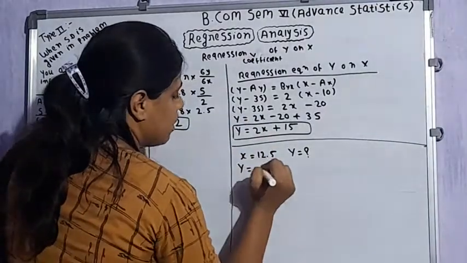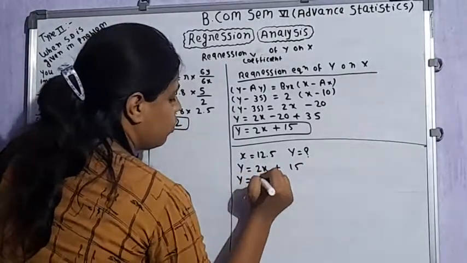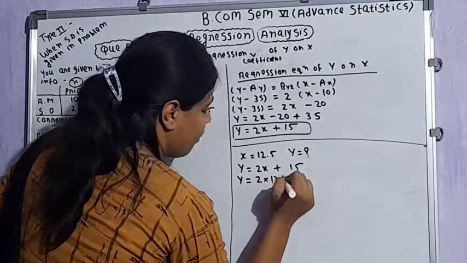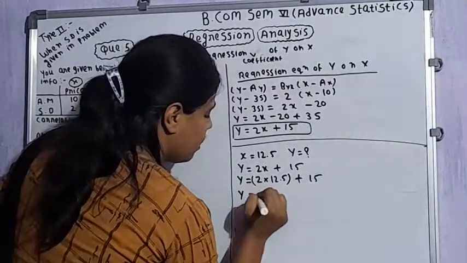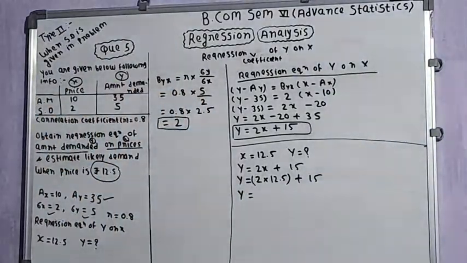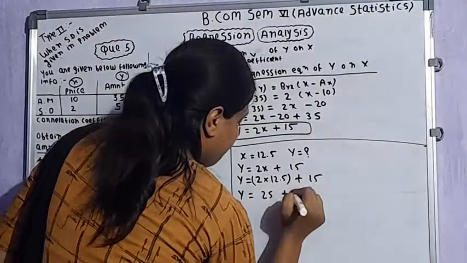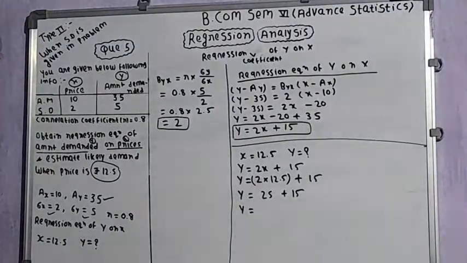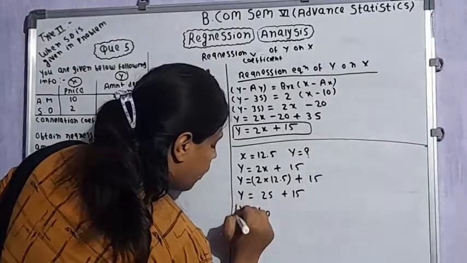Okay. y is equals to 2x plus 15. So y is equals to 2 into x. What is the value of x? 12.5. So we can write 12.5 over here plus 15. So y is equals to 2 into 12.5. 2 into 12.5 comes to 25. 25 plus 15. So y is equals to 25 plus 15. So it comes to 40. Okay. So our answer is 40.